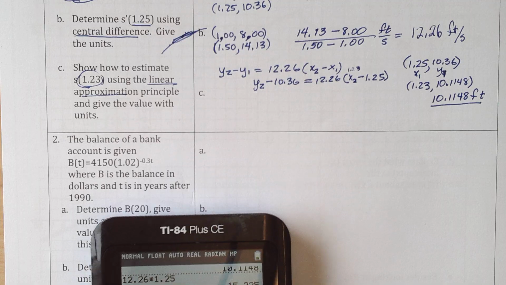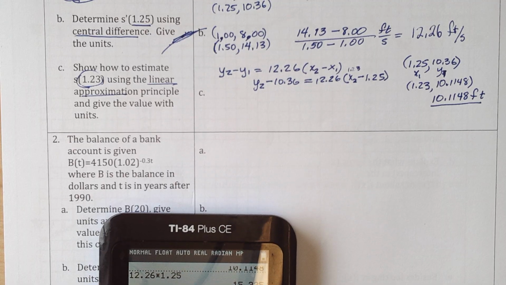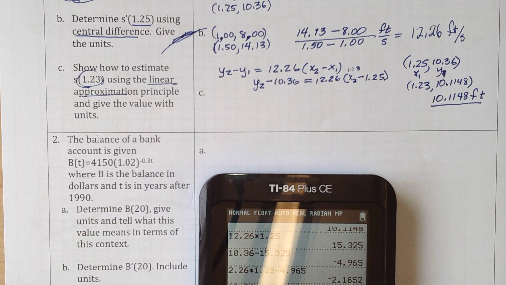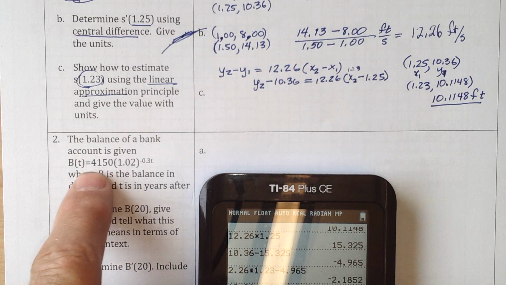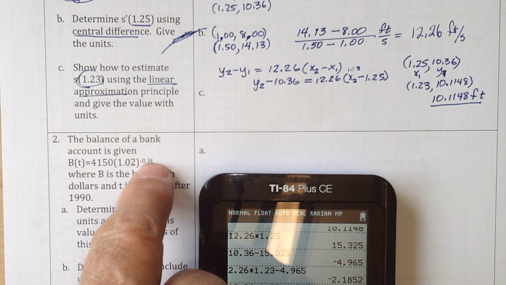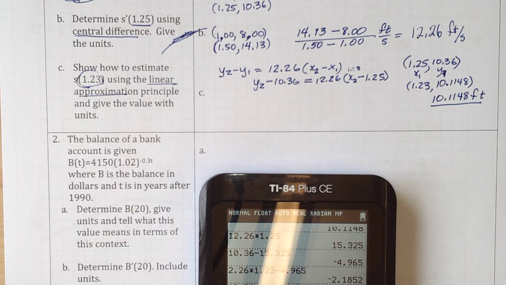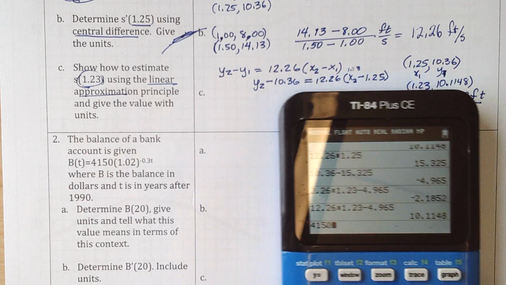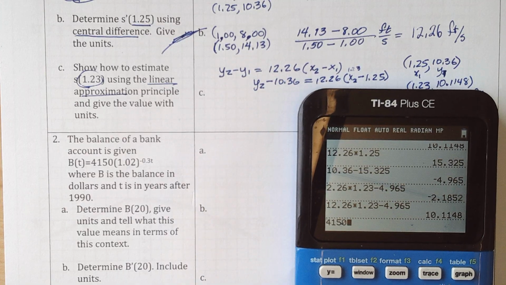We have a bank balance. I could type this in as an equation, type this all in with putting 20 in for the t. So that would be 4150. Oops, you can't see it there. There. Parentheses 1.02, close parentheses, to the.